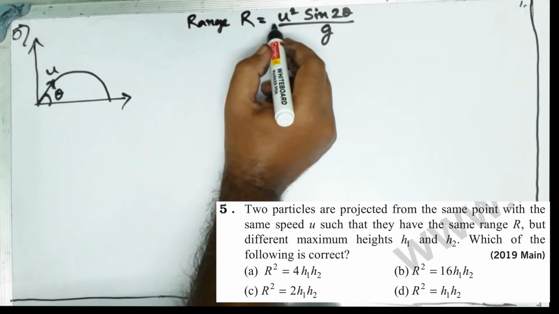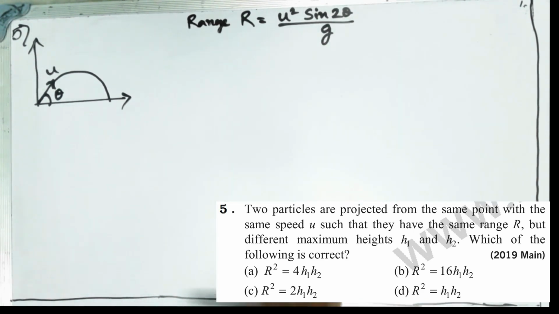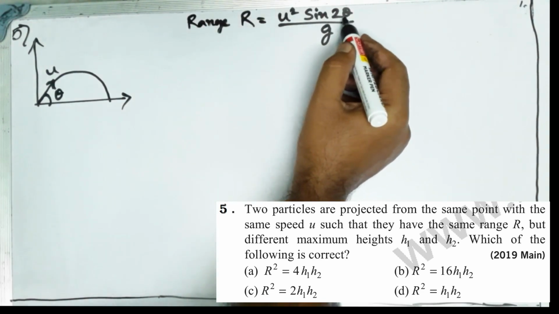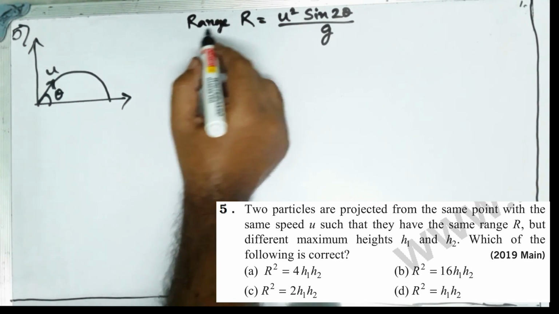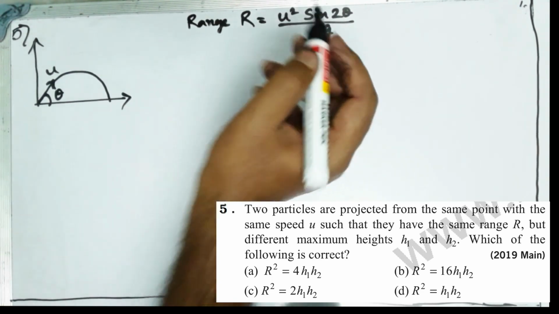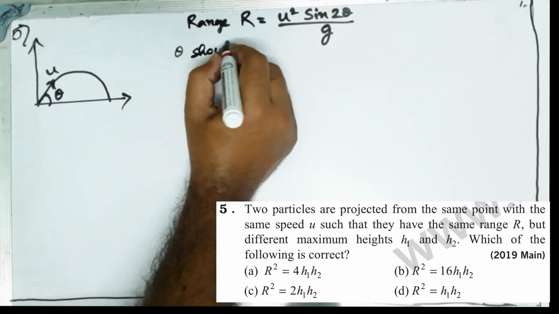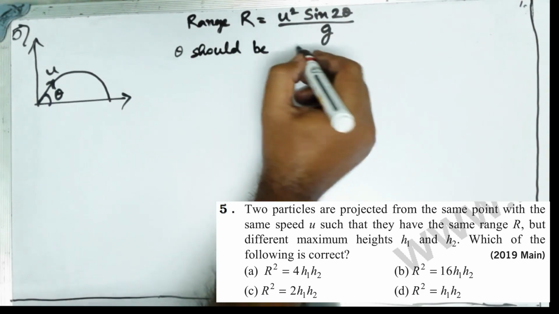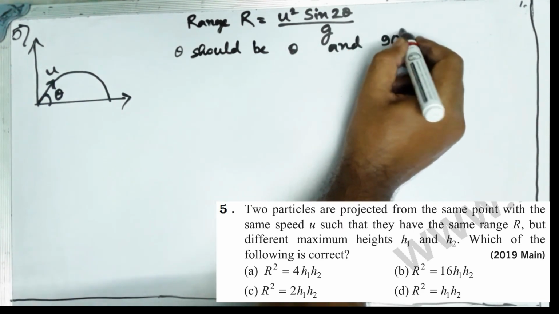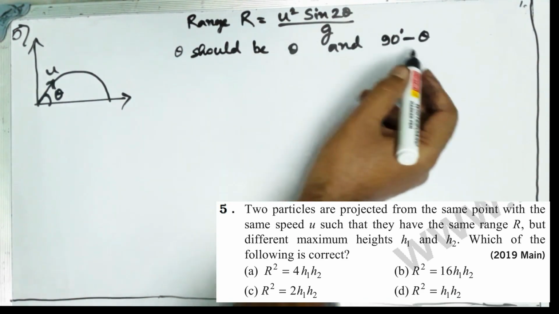So the projectiles are thrown with the same initial speed, that is, u is the same for both projectiles. So in order to get equal range, the angle should be theta and 90 degree minus theta. For these two angles, the range will be the same.